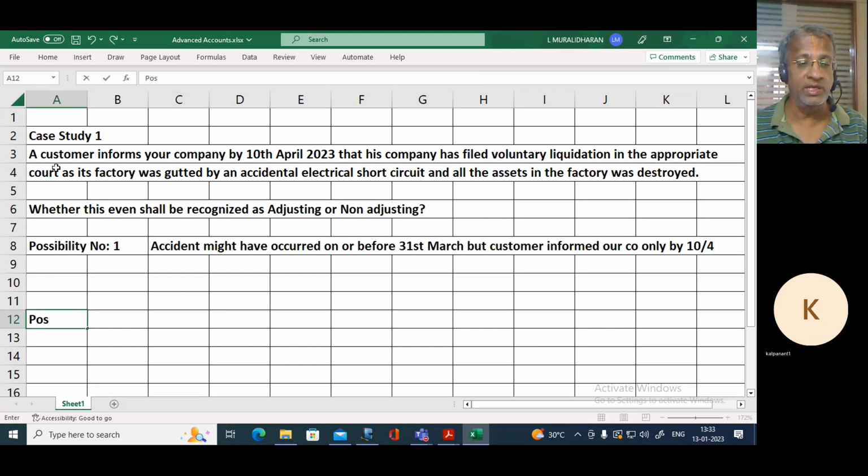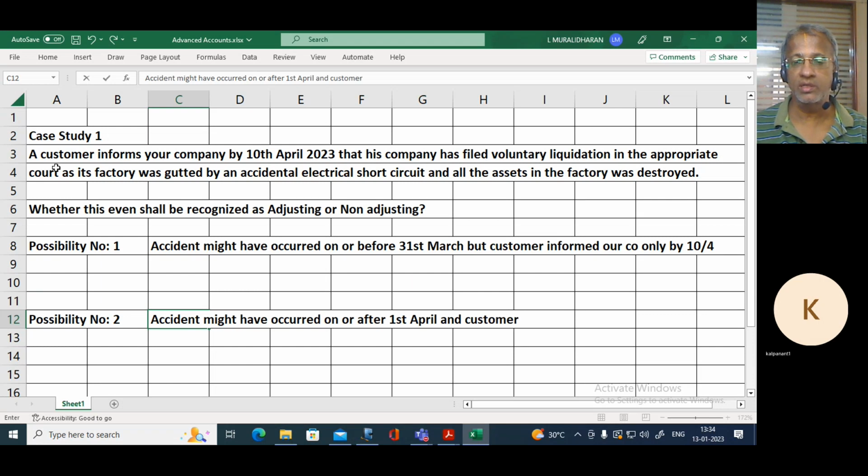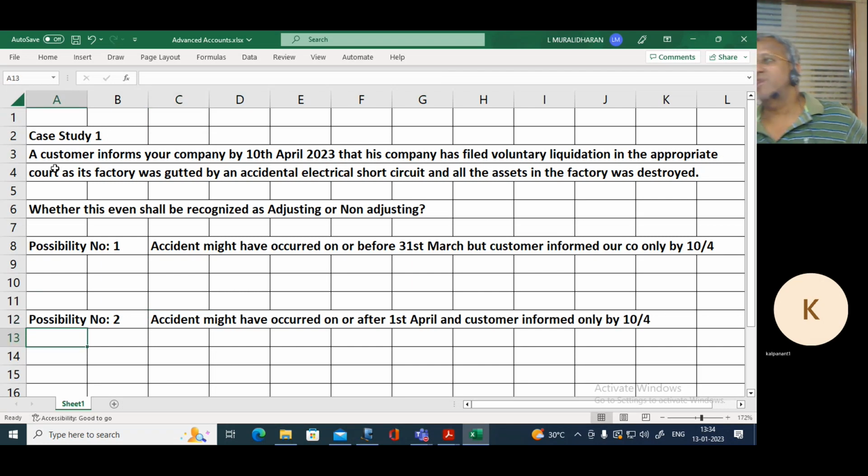The other possibility, possibility number two, is accident might have occurred on or after 1st April, and customer informed only by 10th of April. So both are having different meanings. Correct? No.